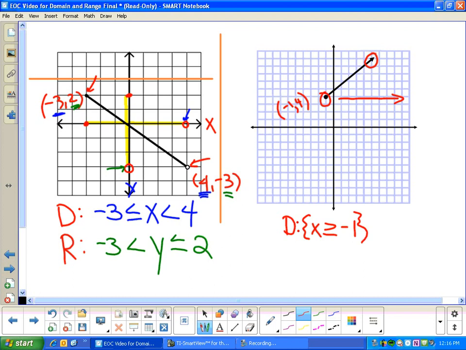Our range also continues upwards towards infinity. So our range, which is y, is going to be greater than or equal to 4.